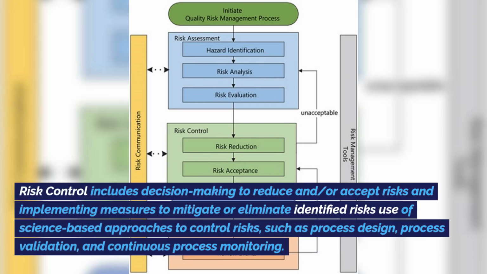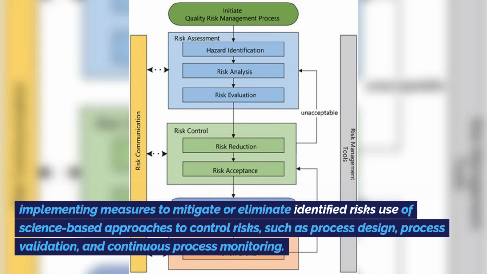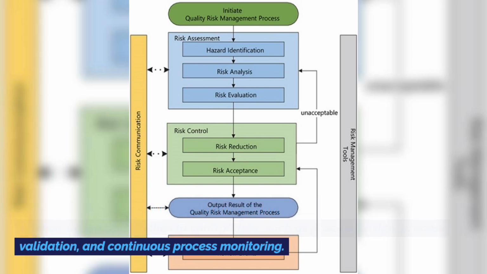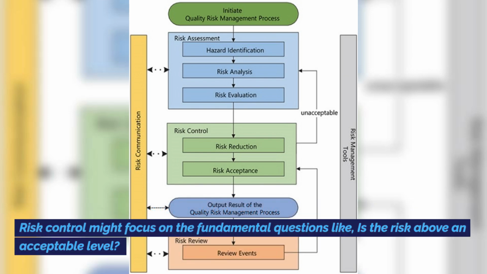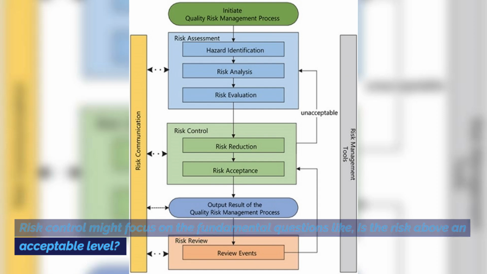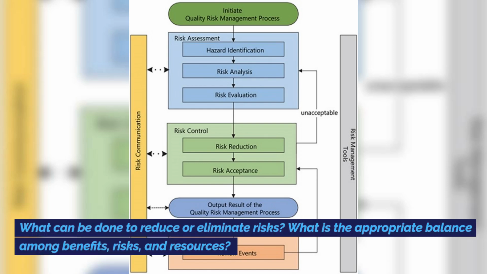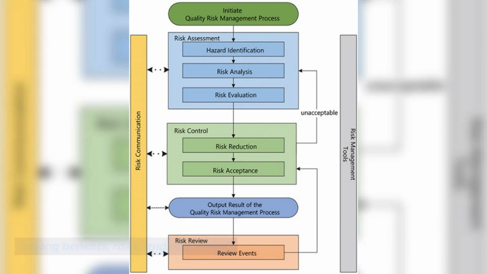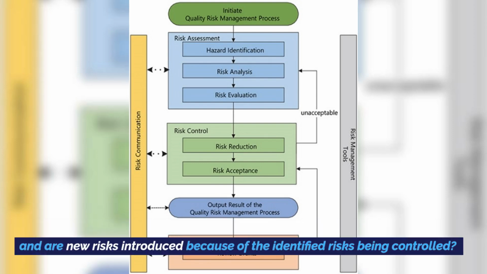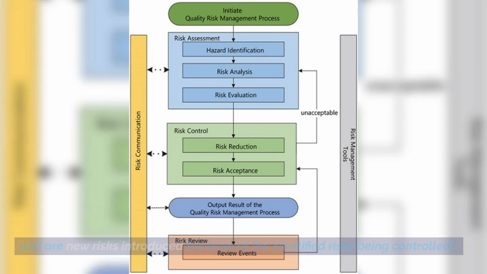Risk control includes decision-making to reduce and/or accept risks and implementing measures to mitigate or eliminate identified risks. Use of science-based approaches to control risks, such as process design, process validation, and continuous process monitoring. Risk control might focus on the fundamental questions like: is the risk above an acceptable level? What can be done to reduce or eliminate risks? What is the appropriate balance among benefits, risks, and resources? And are new risks introduced because of the identified risks being controlled?